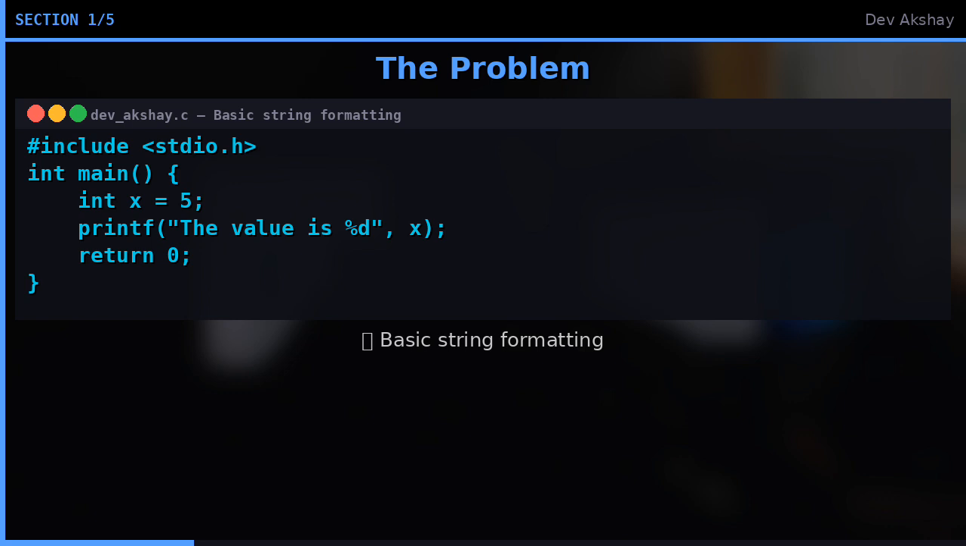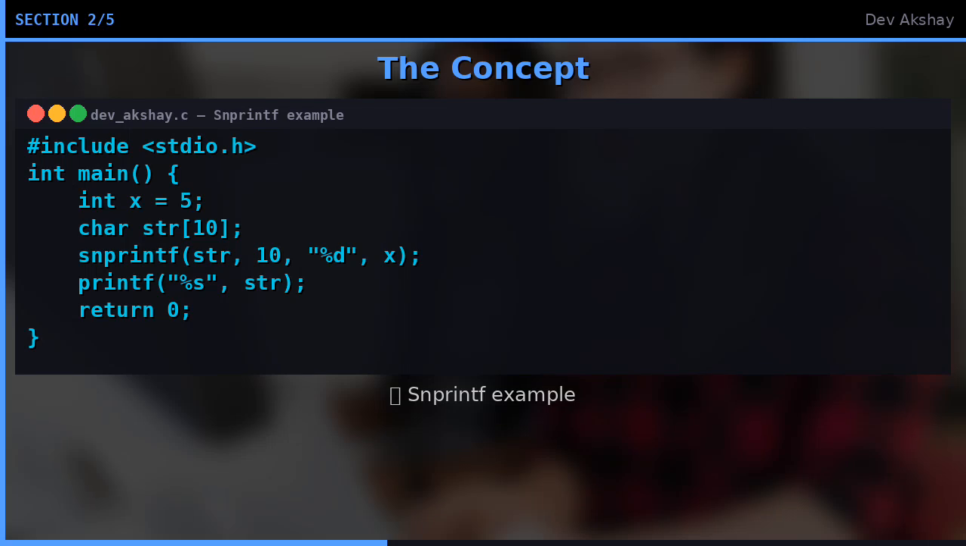Now let me show you a scenario where we have to create a string with a variable value. Watch what happens here when we try to concatenate strings and variables. So, we end up with a lot of extra code just to format our strings.